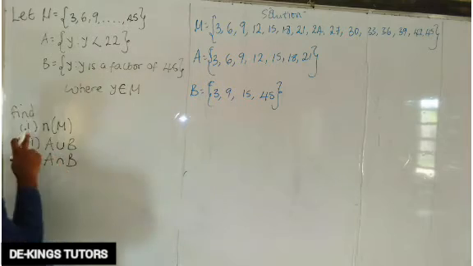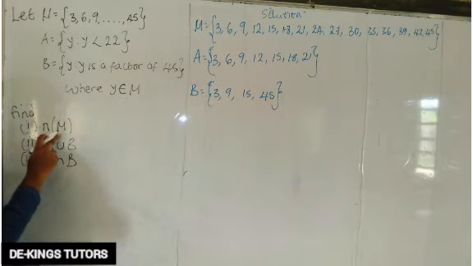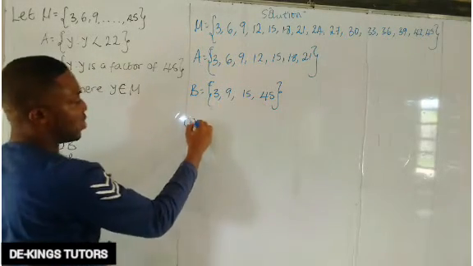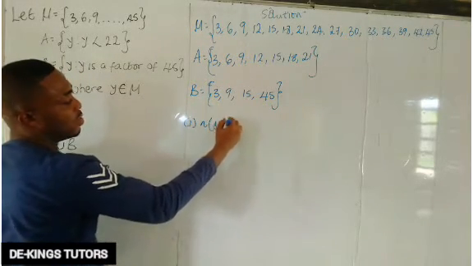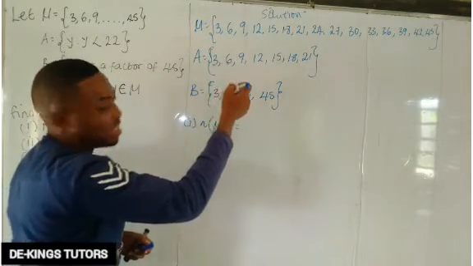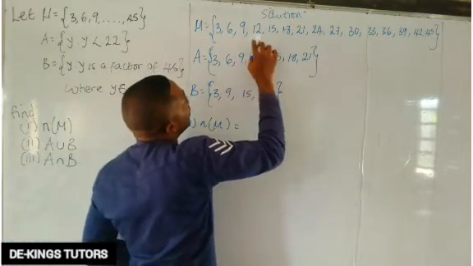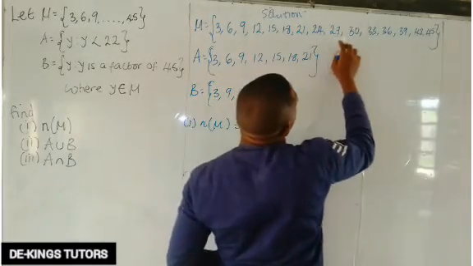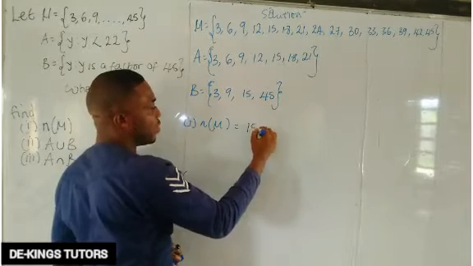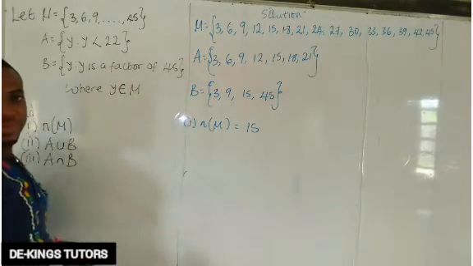Now the first thing, they said find the number of the universal set. That is how many members are there. So number 1, the number of the universal set equals: now we count how many members are in the universal set. We have 1, 2, 3, 4, 5, 6, 7, 8, 9, 10, 11, 12, 13, 14, 15. So we have 15 members, and our value is 15.